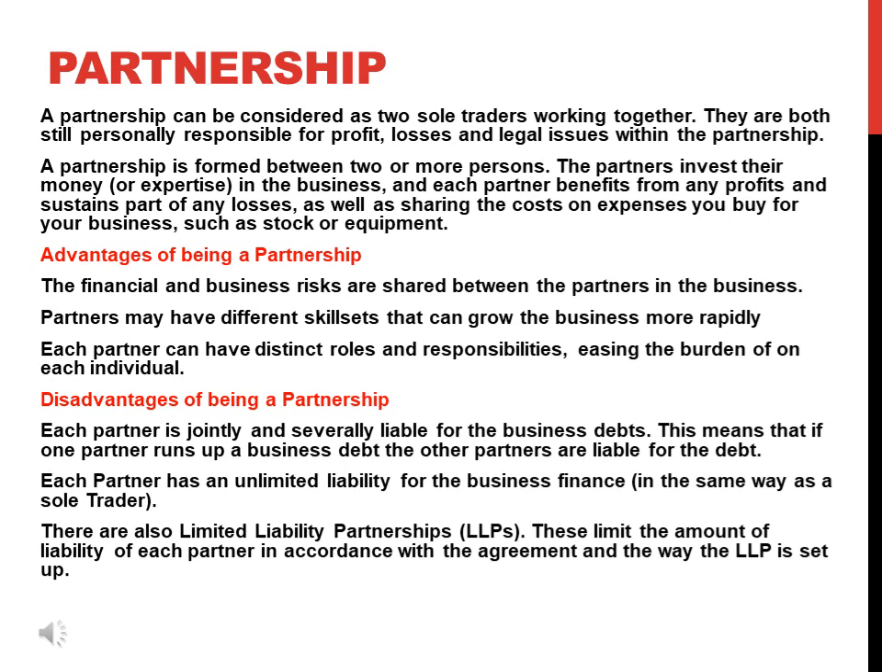One of the biggest disadvantages of being in a partnership is that each partner is jointly and severally liable for the business debts. This means that if one partner runs up debts, the other partners could be held liable for those debts. Each partner has an unlimited liability for the business finance in much the same way as a sole trader, which means that if the partnership or the partners go bankrupt, then the bankruptcy could fall on all partners.